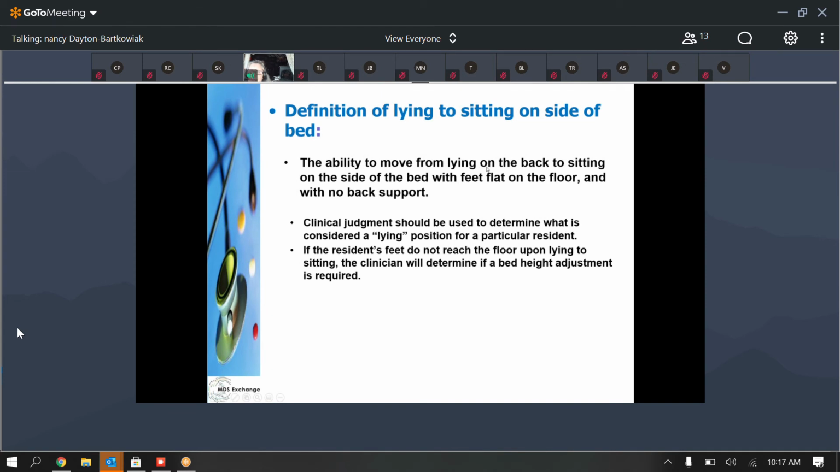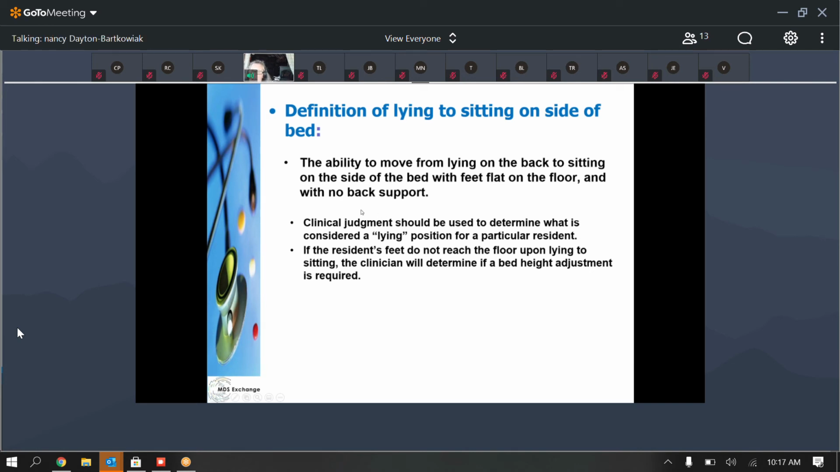The ability to move from lying on the back to sitting on the side of the bed with feet flat on the floor with no back support. Clinical judgment should be used to determine what is considered a lying position for a particular resident. If the resident's feet do not touch the floor upon lying to sitting, the clinician will determine if a bed height adjustment is required.